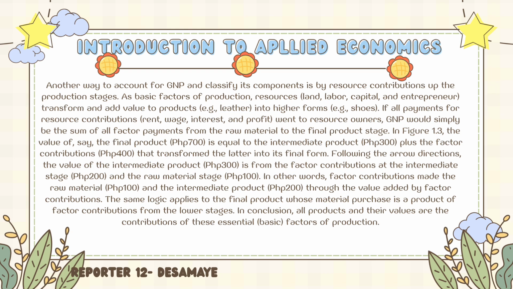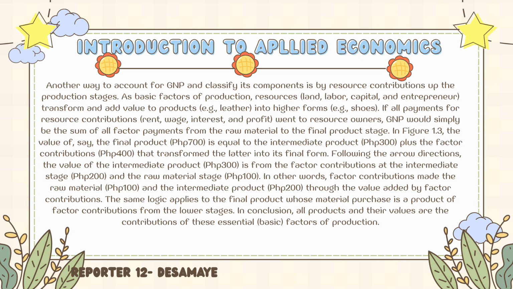So, the introduction to applied economics. Applied economics explains how resources are used to produce goods and services and how their value increases during production. So, these are the four basic factors of production: land, labor, capital, and entrepreneurship. These resources help transform raw materials into finished products. So products move from one stage of production to another. Its value increases because of the contributions of these factors.